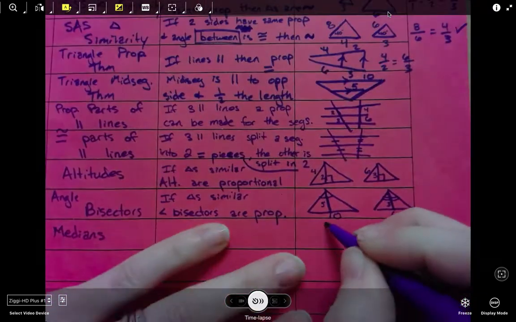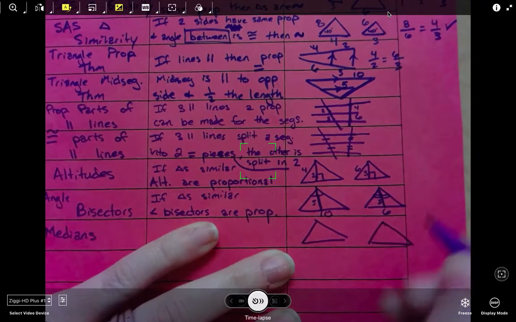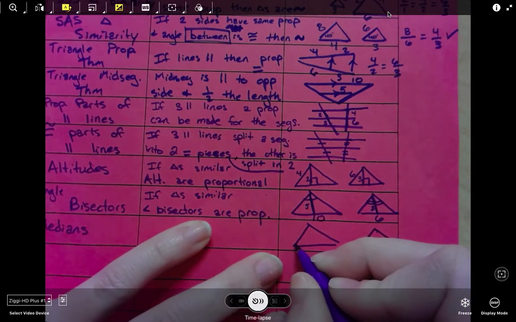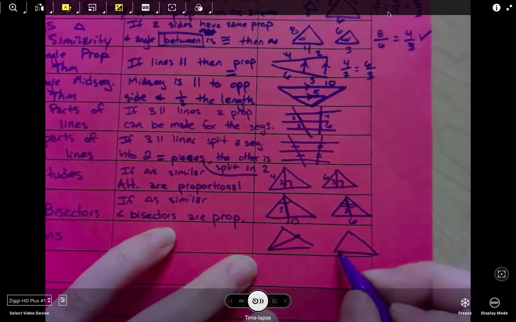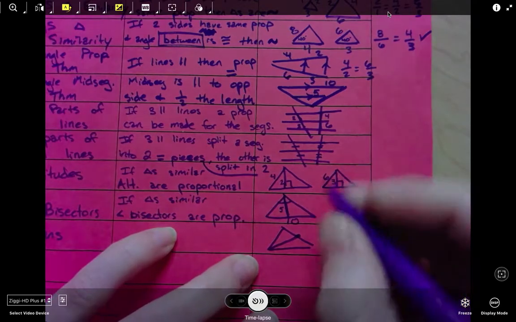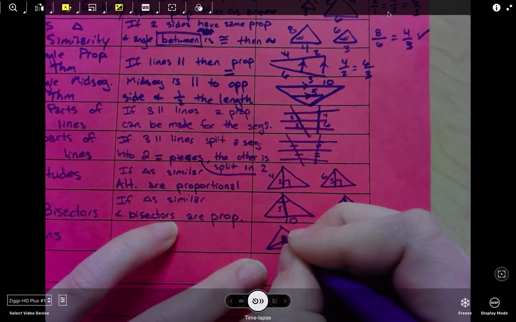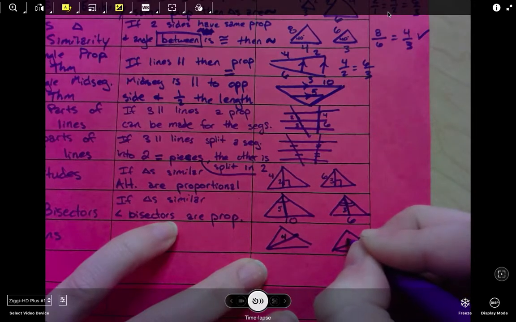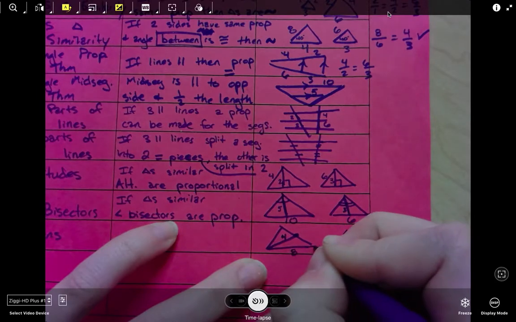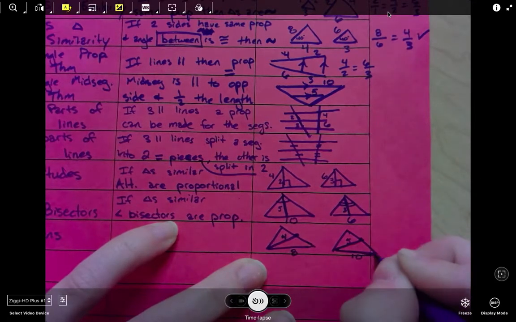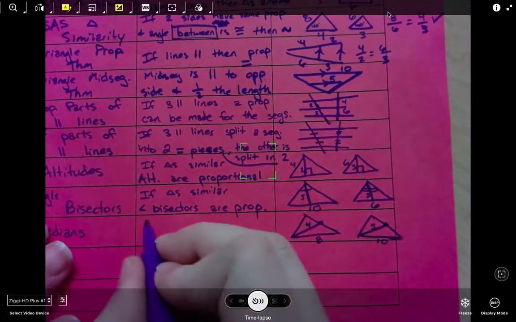All right, here is triangle, triangle. I'm going to go my median this direction. So there's my midpoint. There's my median, midpoint, median. Let's say this one is, I don't know, I'm running out of ideas. 4 and 5 and 8 and 10. Okay, that median will have the same proportion. So 4 over 5 is the same proportion as 8 over 10.